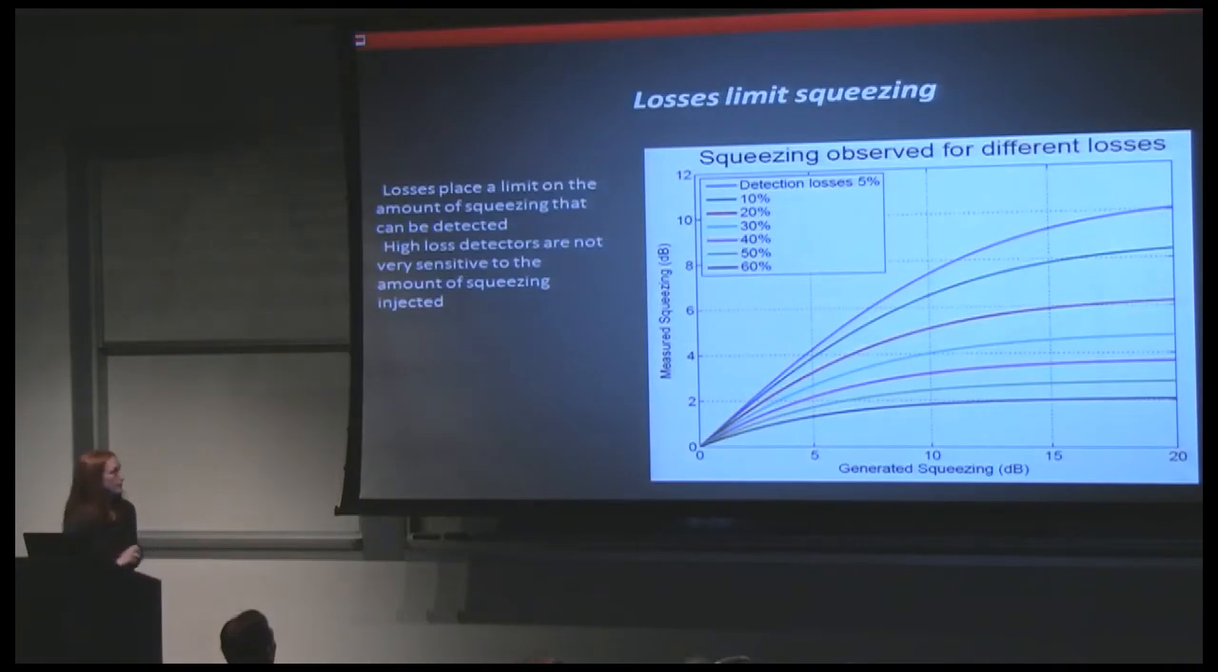So here's a plot just showing how losses degrade squeezing. On the horizontal axis, there's the generated squeezing, and then on the vertical axis, there's measured squeezing. So we generated about 10 dB squeezing in our OPO. If there were only 5% detection losses, you would have over 7 dB of measured squeezing. If you had 50% losses, you would be just over 2 dB.